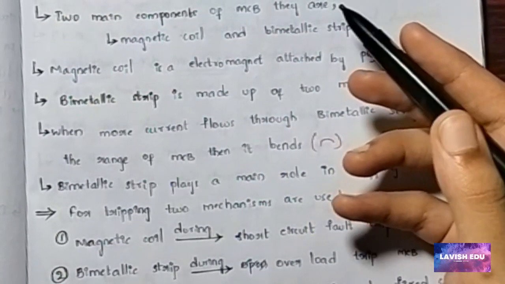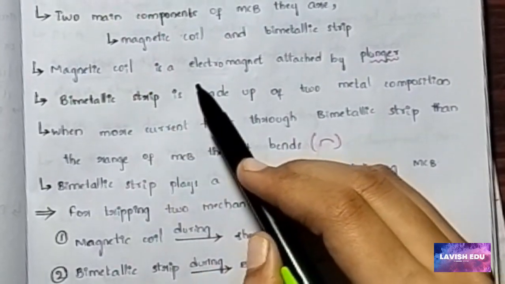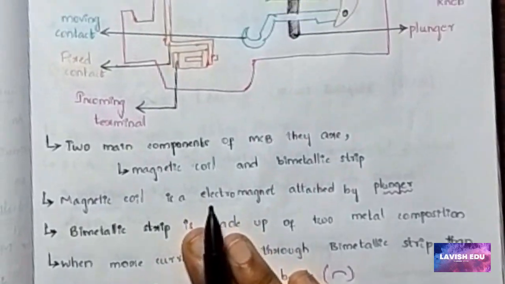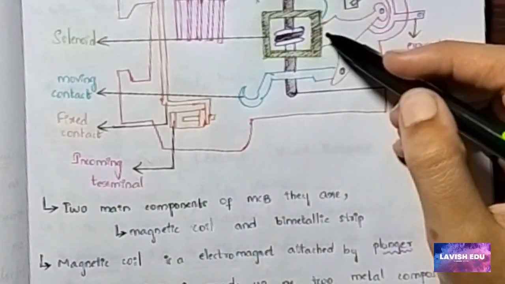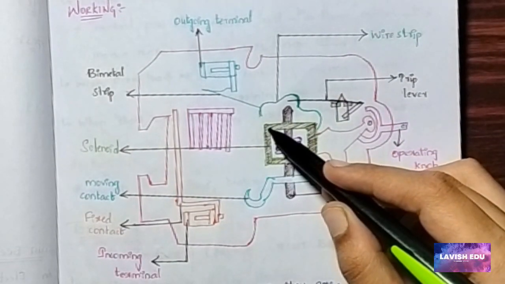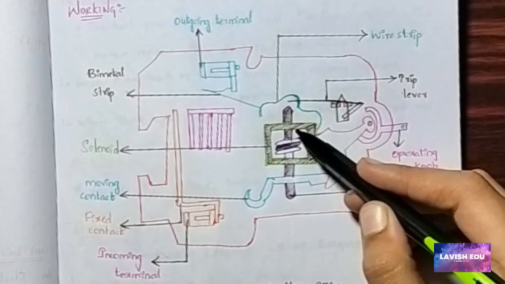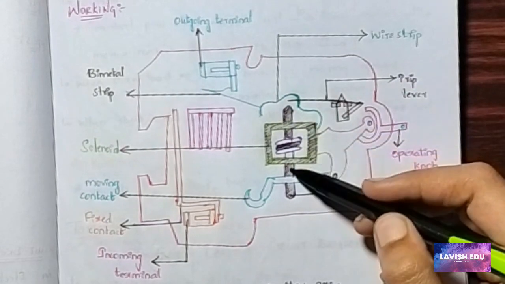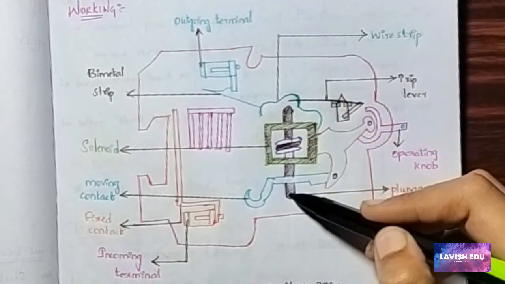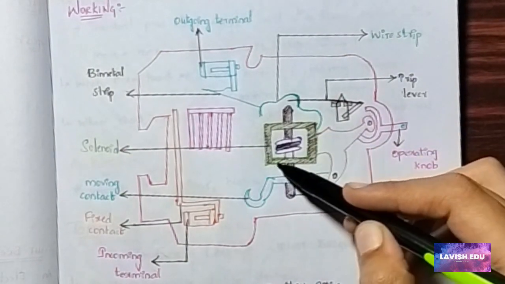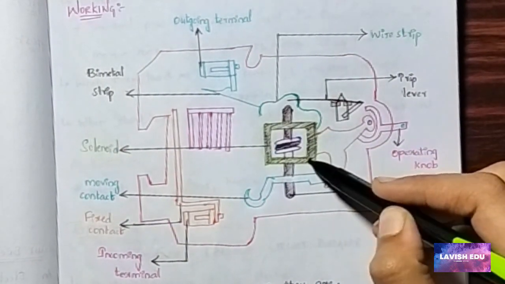The magnetic coil is an electromagnet attached to the plunger. We can see here it is a magnetic coil attached to the plunger. This brownish line is called the plunger, and this square-faced surface is called the magnetic coil.